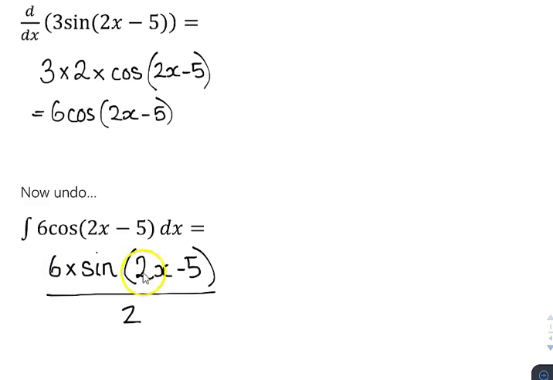So the derivative inside, the 2 from inside, is what we have to divide by, because previously that is what we multiplied by. Cos was changed to the sine because previously sine was changed to cos. Then we just need to simplify that to get 3 sine 2x minus 5.